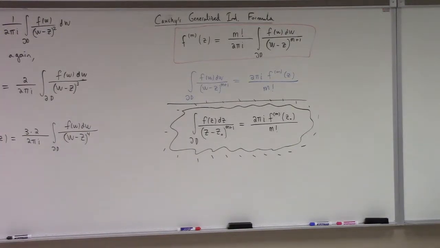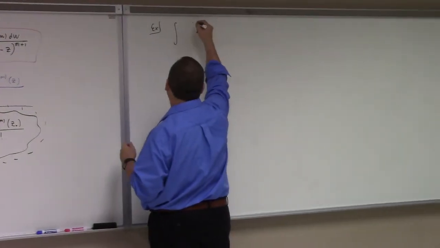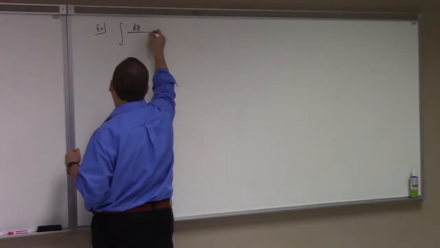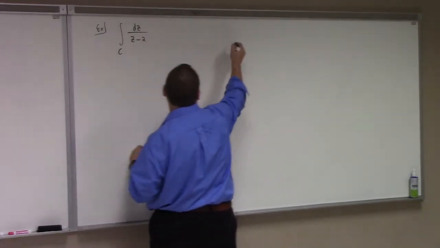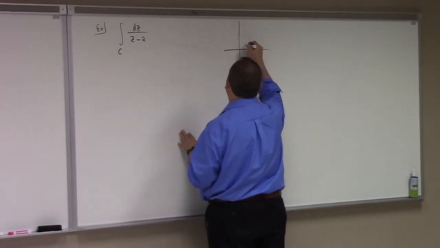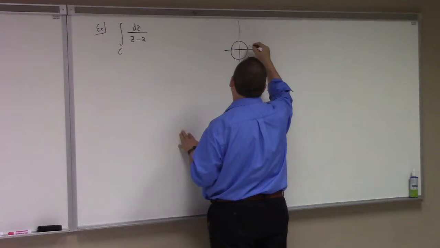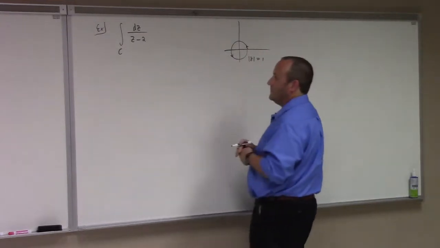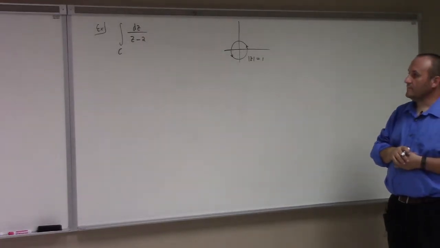Okay, pragmatically, let me try to cut through the noise a little bit. How do we apply this theorem? You face an integral. Here's an example. What if I was to integrate dz over z minus 2, and let's suppose the curve we're looking at is the unit circle, counterclockwise oriented? What would the answer be?